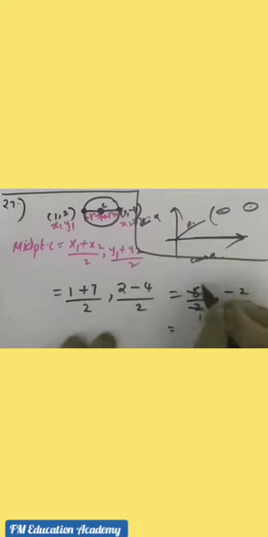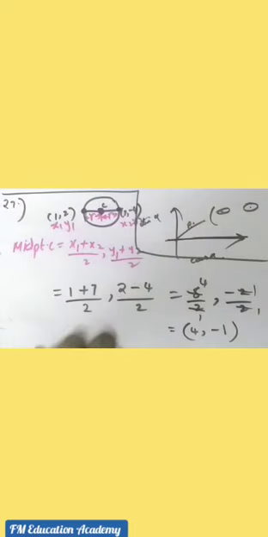2 ones are 2, 2 fours are 8, 2 ones are 2. So we got 4, minus 1. Which option is 4, minus 1? It is the second option. So my answer for the 27th question is the second option, that is (4, -1). That is the center of the circle. Okay, that is option 2. Remember that.